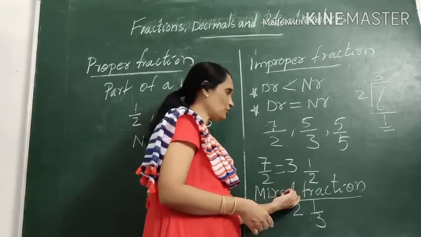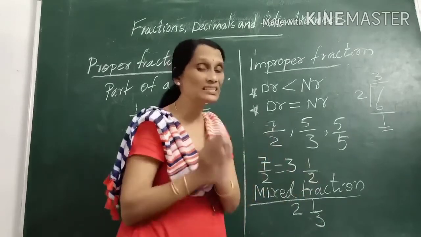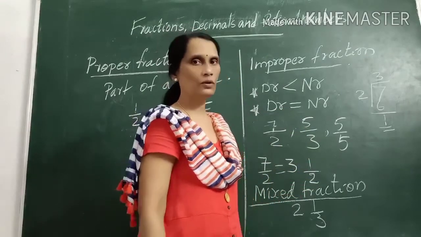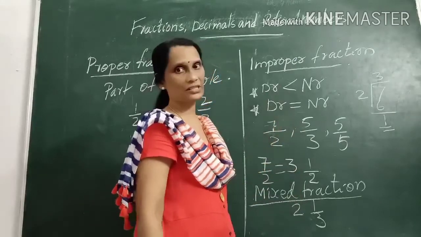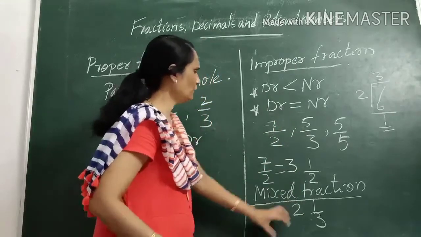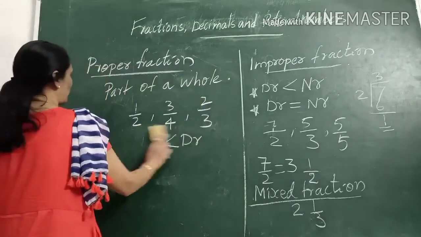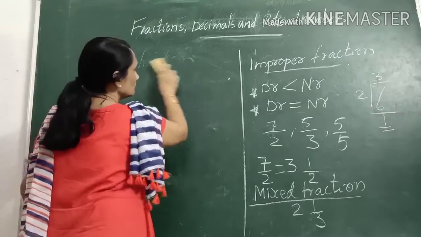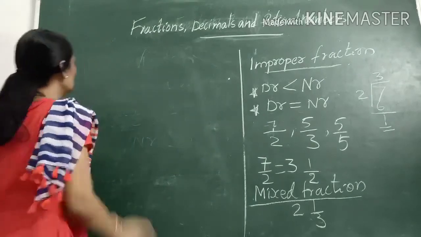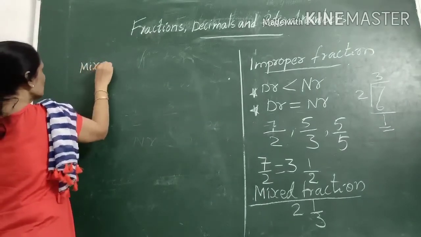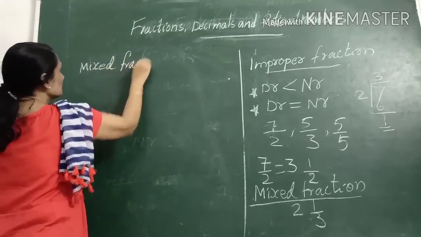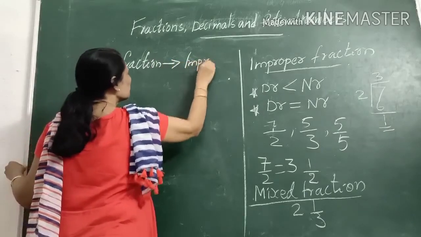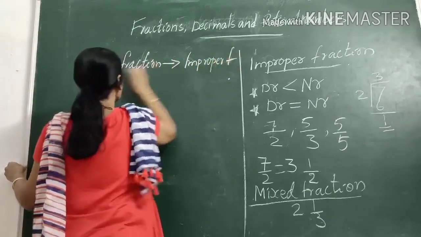So, a mixed fraction is a fraction which contains a whole number part and a proper fraction. Got the different fractions? So now see, we want to change a mixed fraction into an improper fraction. How can we do this?